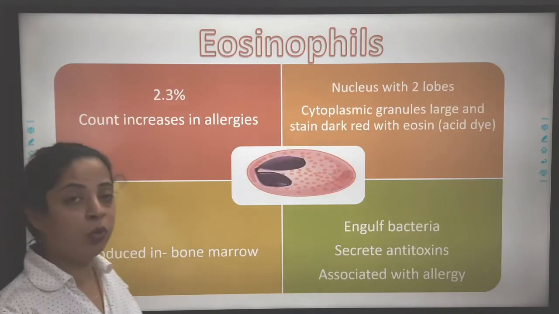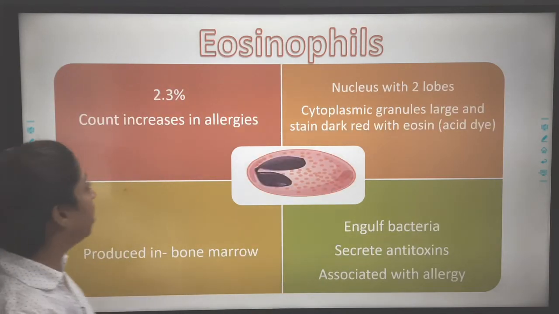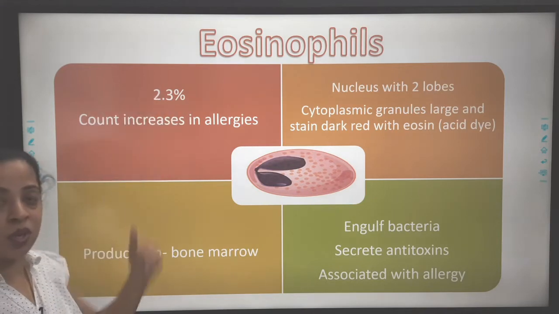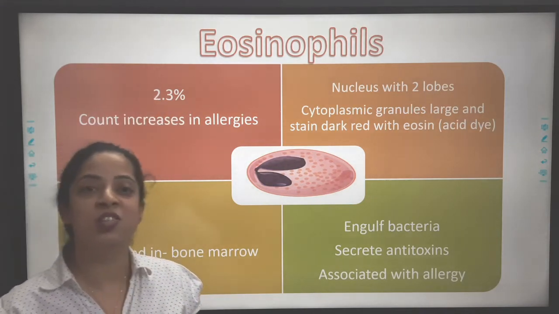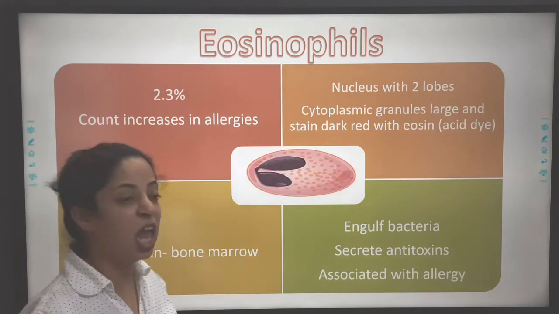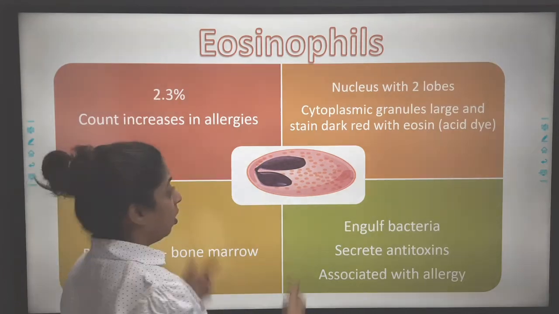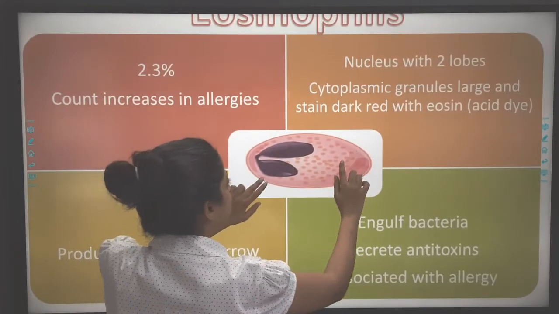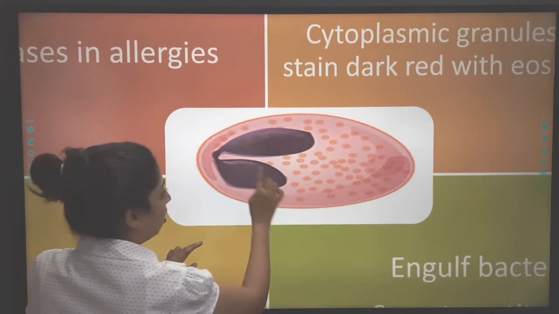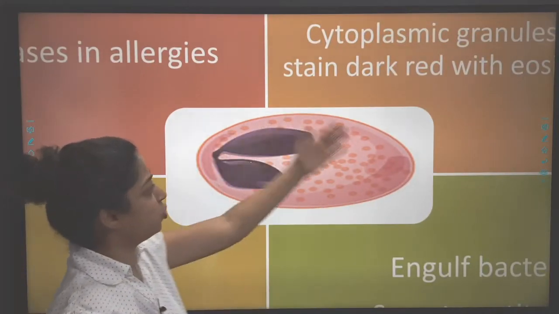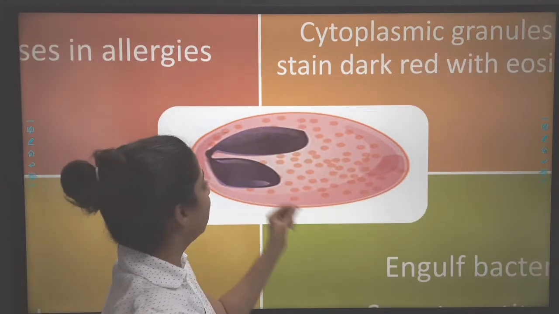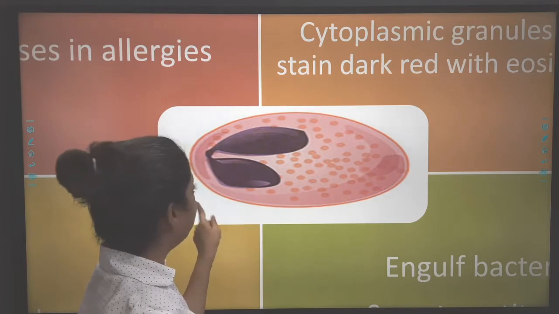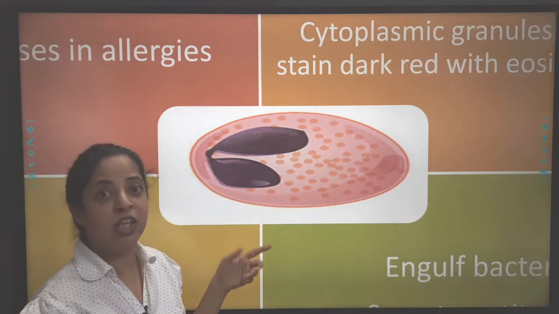Now let us go on to eosinophils. They constitute about 2.3% of the WBC only, but their numbers increase drastically whenever there is some allergy in your body. Now here you can see the nucleus is bilobed. You can see it has around 2 lobes, and as usual the cytoplasm is granular. Also you can see that it is stained red. So it gets stained dark red with eosin dye.